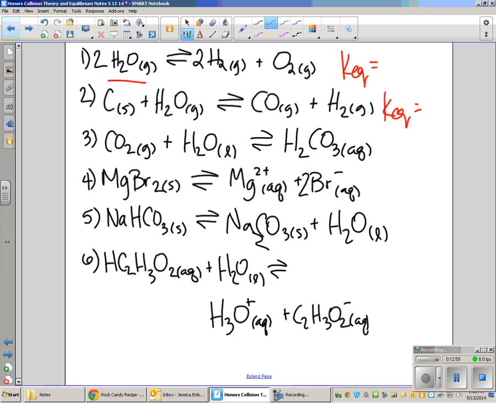Next one, 3. That's synthesis, right? So we've got 2 things coming together as 1. That one for us, for equilibrium, we just call it equilibrium. It doesn't have a special name either. This one has a special name.